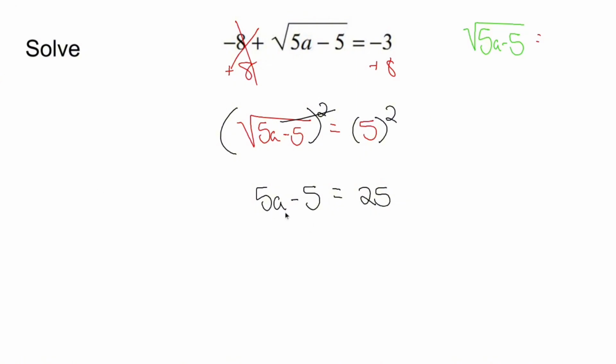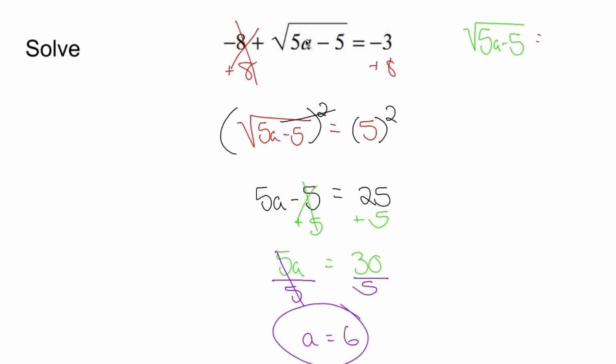Okay, in order to get a all by itself, I'm going to do the inverse of -5 and add 5 to both sides like so. 5a equals 30. Divide both sides by 5 because you are multiplying 5 to a, and a equals 6.